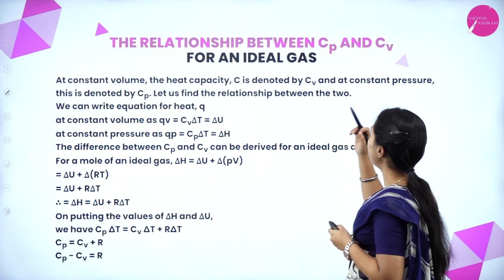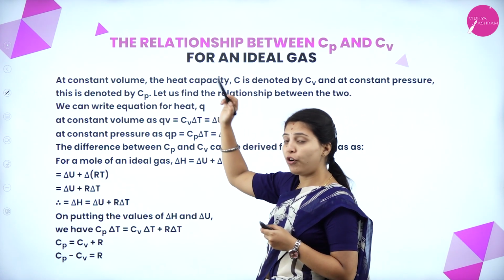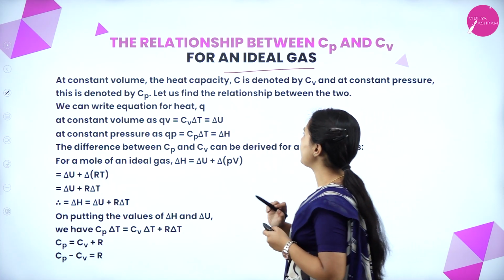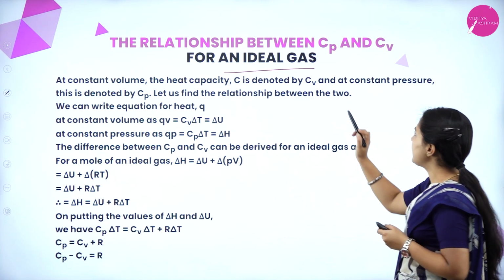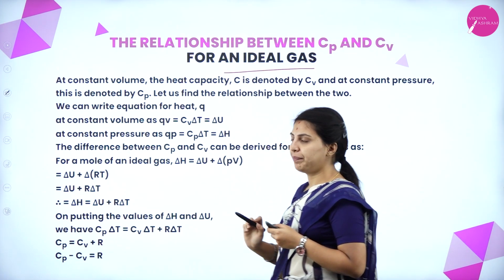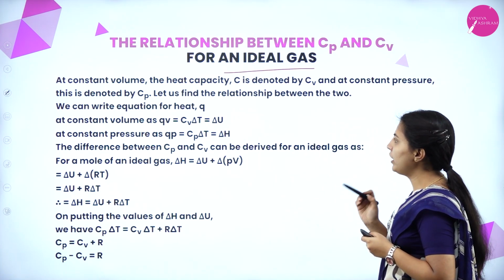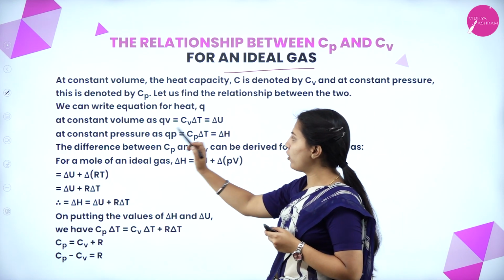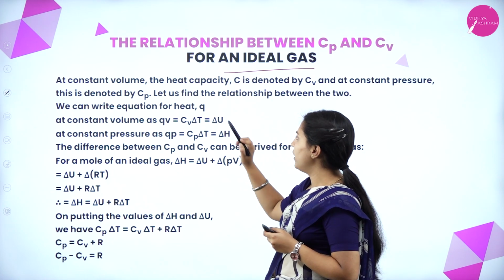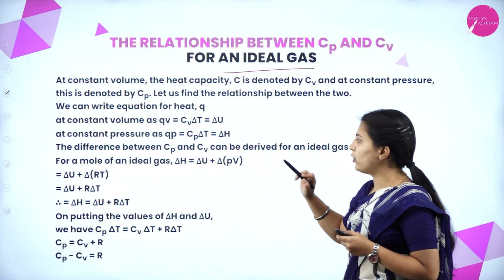The relationship between constant pressure and constant volume heat capacities for an ideal gas. At constant volume, the heat capacity C is denoted by Cv and at constant pressure, it is denoted by Cp. Let us find the relationship between the two. We can write the equation for heat Q at constant volume as QV equal to Cv delta T equal to delta U. At constant pressure, Cp delta T equal to delta H.